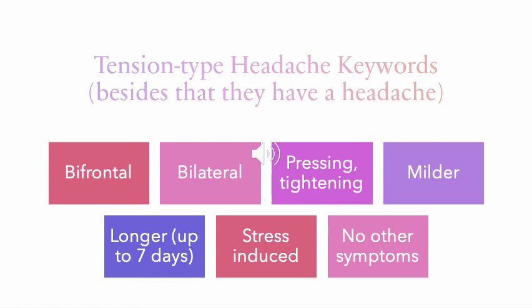Okay, tension headache. So here are some big keywords besides the fact that they have a headache. This one is more often bifrontal, bilateral. They describe the pain as more of a pressing, tightening pain. It's going to be milder, so it should be less than 5 on a pain scale of 1 to 10. It can be longer, lasting days at a time. It can be stress-induced, and they're normally not going to complain of other symptoms like nausea or vomiting. It's just going to be like a mild aching headache.